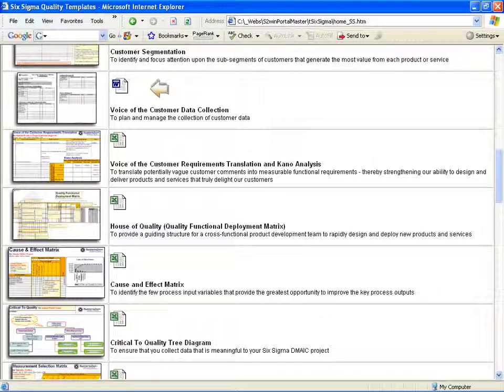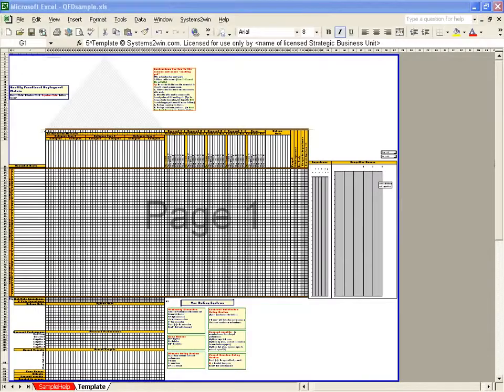After collecting your voice of the customer data, the next step is to translate potentially vague customer comments into functional requirements that your engineers can understand and measure, thereby strengthening your team's ability to design and deliver products and services that truly delight your customers. Your voice of the customer requirements and their corresponding engineering functional requirements can then be used as the starting point for building a house of quality, which is also known as a quality functional deployment matrix.